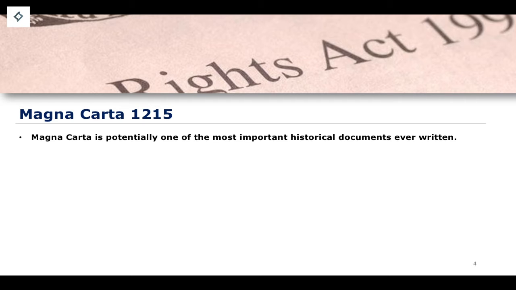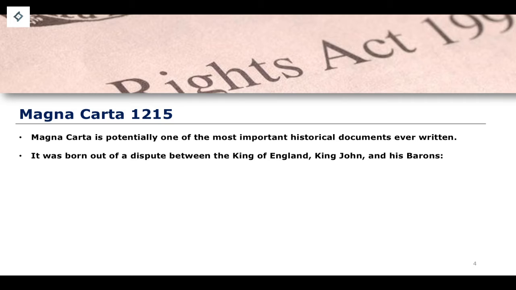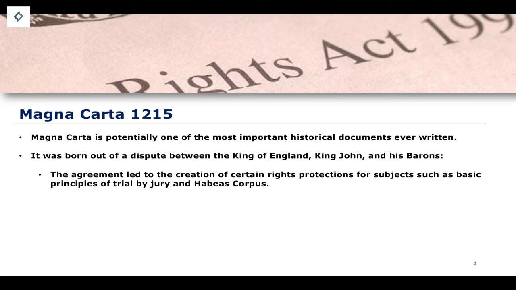So, potentially one of the most important historical documents ever written was Magna Carta. There is often an overemphasis placed on the importance of Magna Carta today, but at least in 1215, Magna Carta represented quite a significant step, specifically in the relationship between the king at the time, King John, and his barons. It was born out of a dispute between the King of England, King John, and a number of his barons. The agreement led to the creation of certain rights and protections for subjects, such as basic principles of trial by jury and the idea of habeas corpus.